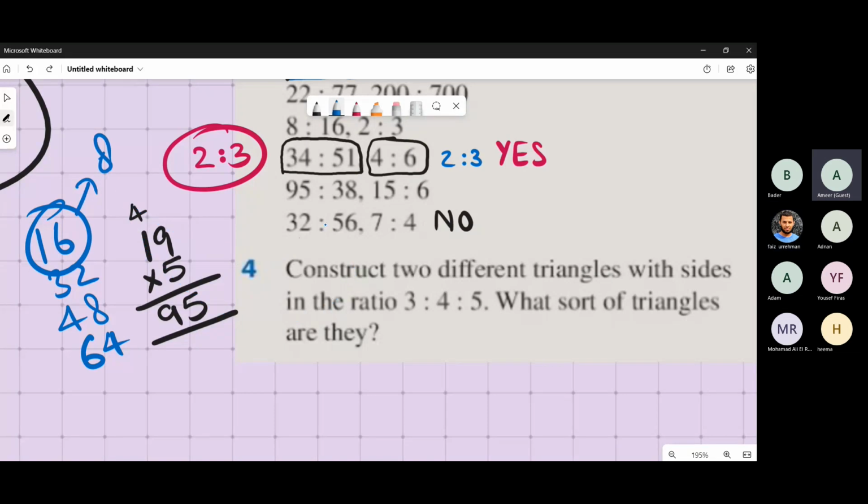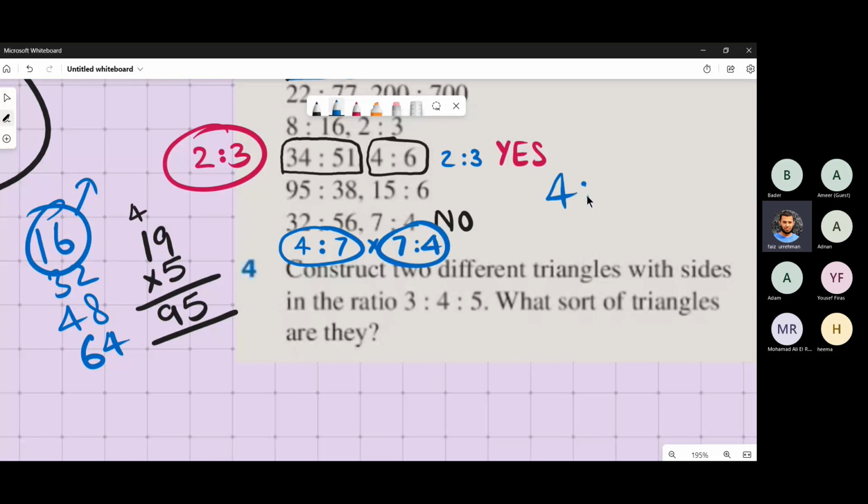16, 24, 32. So you will get 56 by 8 times 7. 8 times 4 is 32 and 8 times 7 is 56. So 4 is to 7 is not the same as 7 is to 4. Students, please remember, 4 is to 7 and 7 is to 4, they are not equal. It is different.